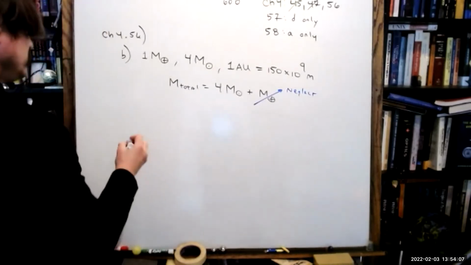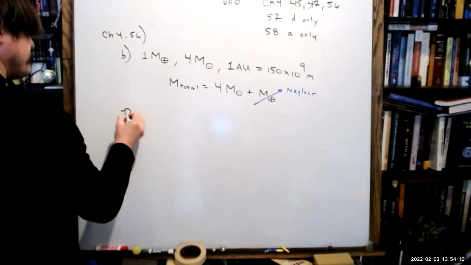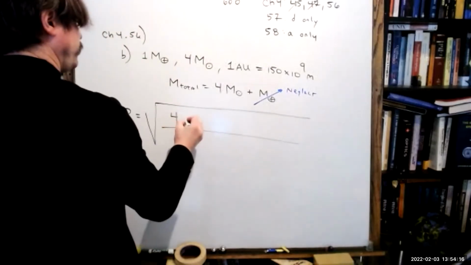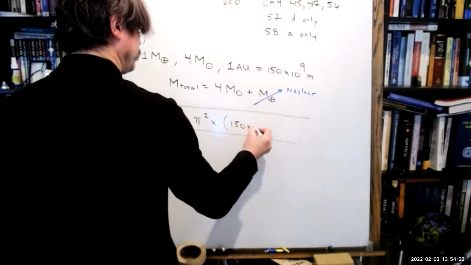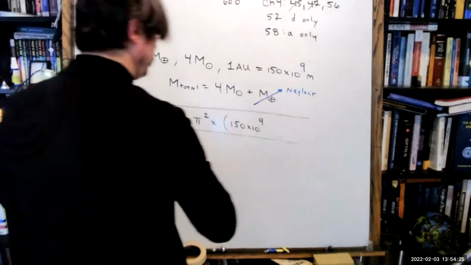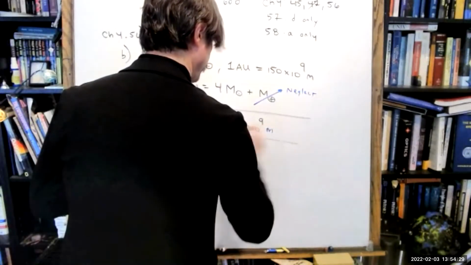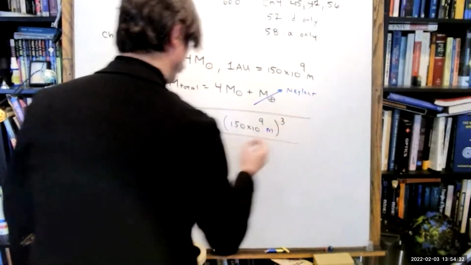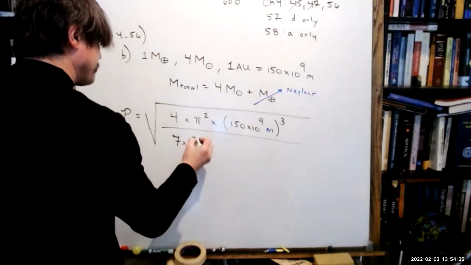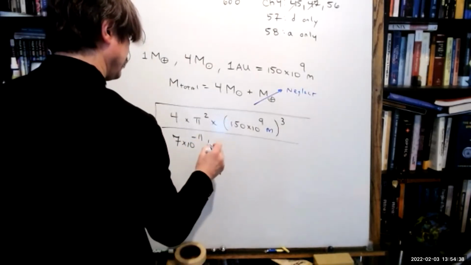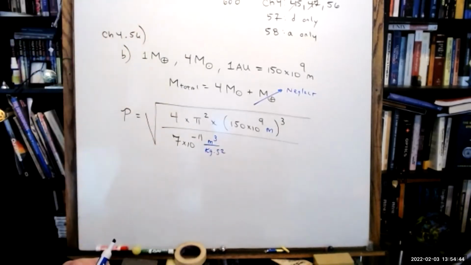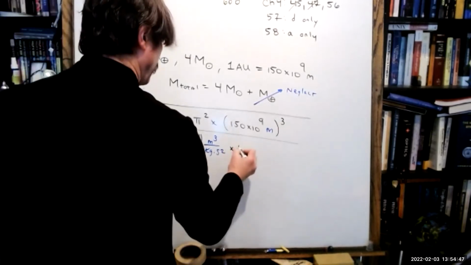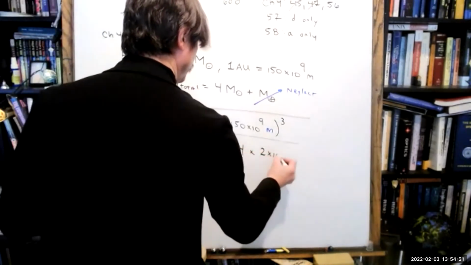All right. This time we're going to plug it in. P equals the nice big neat square root of 4 times pi squared times 150 billion meters cubed divided by big G, 7 times 10 to the minus 11 meters cubed per kilogram per second squared, times 4 times the mass of the sun.